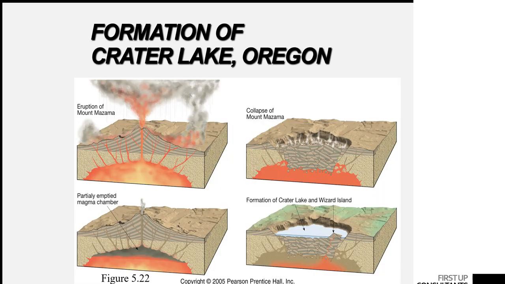Oh, here, okay. So this is the formation of a caldera. Crater Lake in Oregon is a really pretty lake up on the top of a mountain, a volcano, and there's no inlet of water. It's all rainwater, and it's really deep and really clear and pure. If you ever have the chance to go, I highly recommend it.